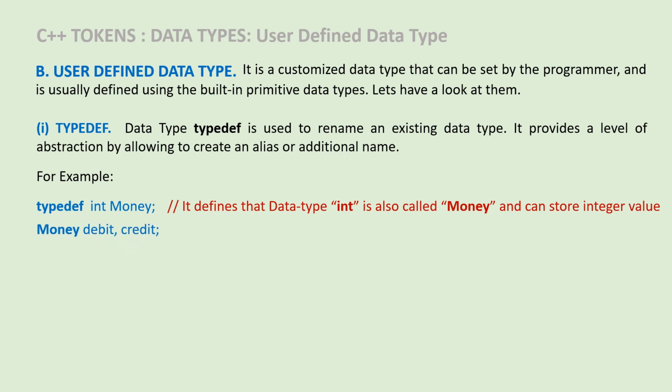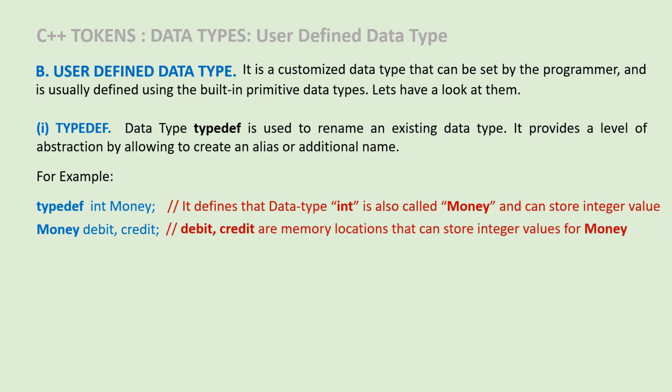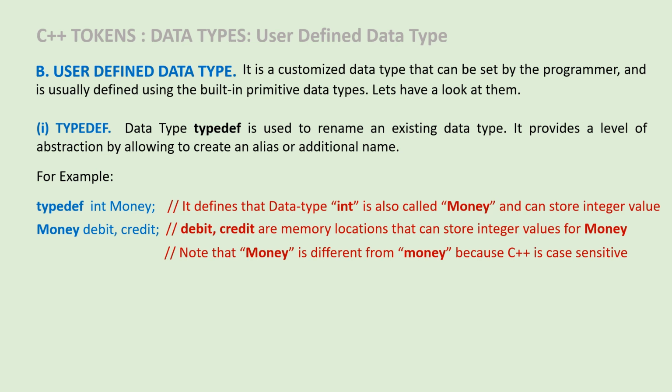Continuing with this definition, we declare money debit, credit. This is a declaration that debit and credit are memory locations that can store integer values for the user-defined data type termed money. Note that money with capital M is different from money with small m, because C++ is case sensitive. We next declare debit equals 5,500. Here we assign the value 5,500 to a variable or memory space named debit.